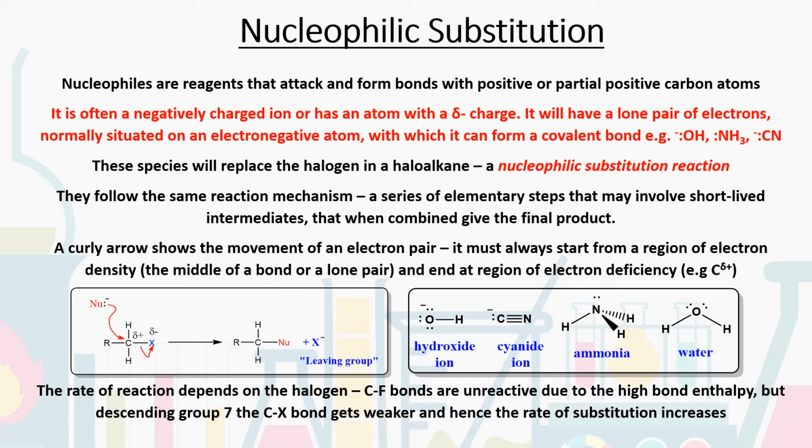We said that the key factor in this actually wasn't the polarity, but actually was the bond enthalpy. So carbon-fluorine bonds are the strongest bond that we have, because fluorine is the smallest halogen. The electrons are closer to the halogen nucleus. They're more available there in terms of overlapping of orbitals. And so C-F bonds are typically unreactive because of the really high bond enthalpy. But as we descend down the halogen group, the C-X bond gets weaker and weaker, and hence the rate of substitution increases.